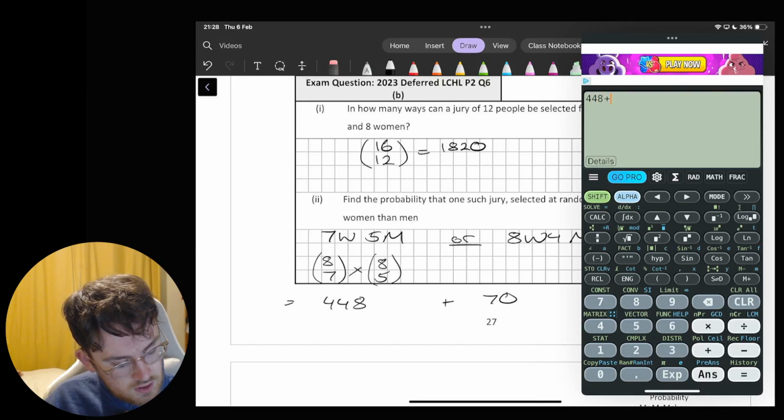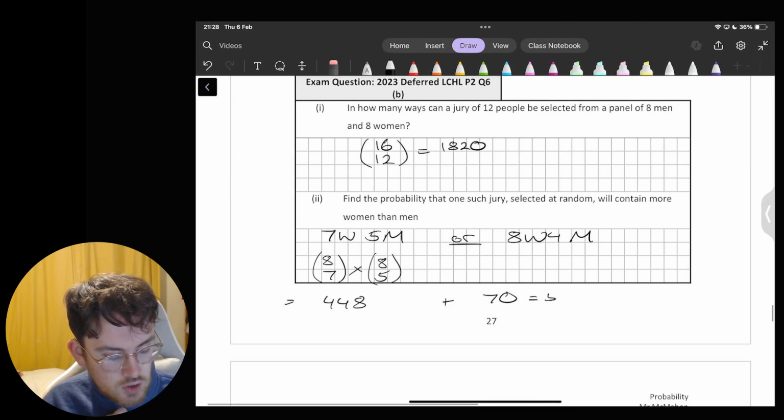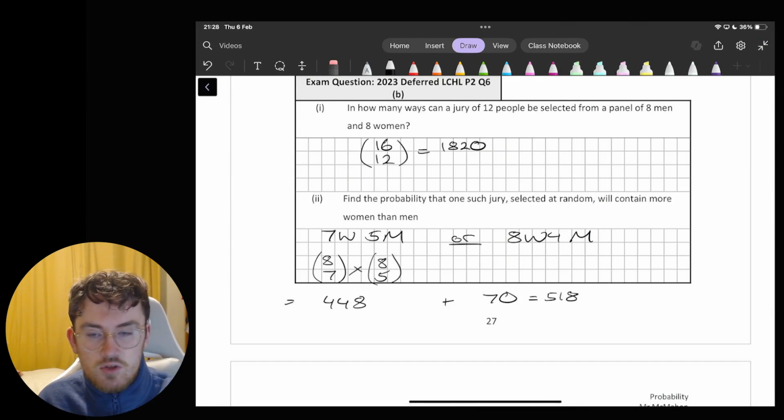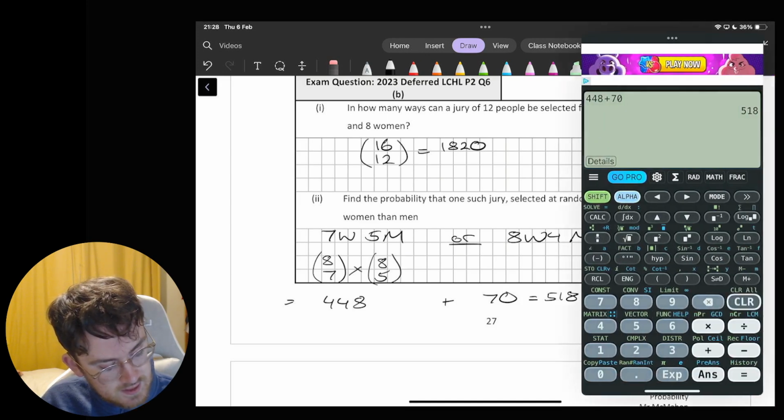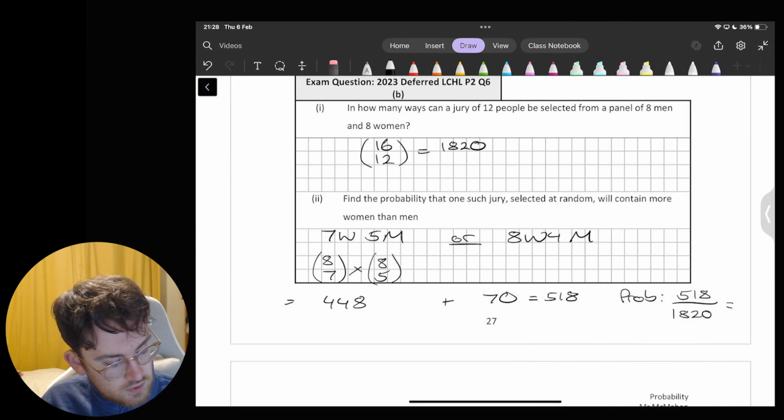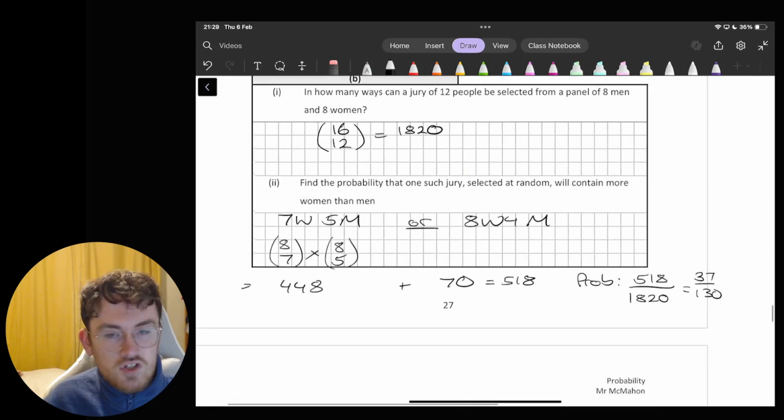So there are 518 total ways that this situation could happen. In terms of a probability then, that is 518 out of 1820. And again, we can see if that simplifies down. I don't know whether it does, but it does. 37 over 130. Okay, so it does reduce down for us.